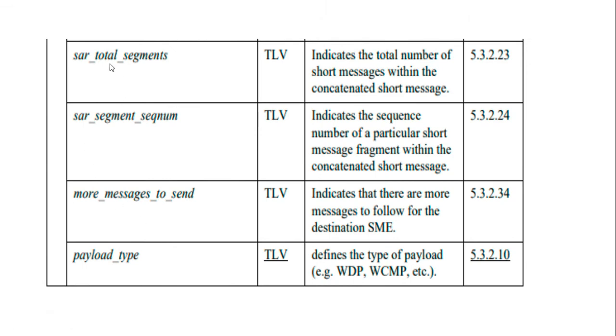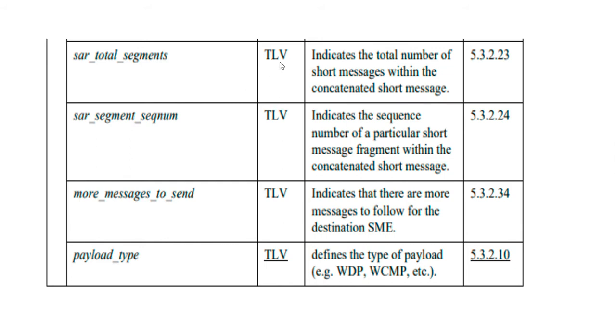These are also optional parameters, like when we send multiple SMSs. So these SAR total segments, SAR segment sequence number, more messages to send, these are all optional parameters. Now, while you construct these optional parameters as a developer, if you want to construct a submit message with multiple SMSs, then while setting these optional parameters, you have to set them as tag, length and value parameters.